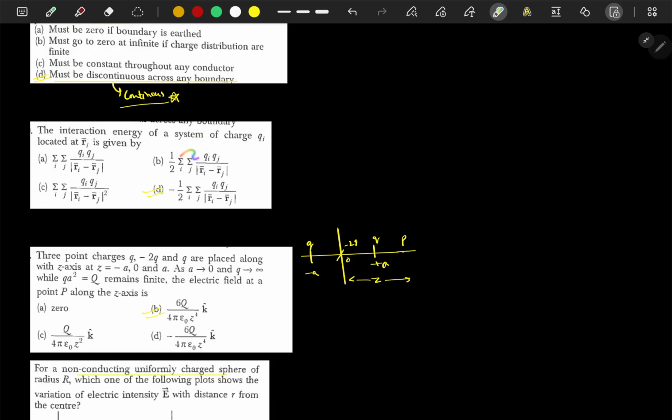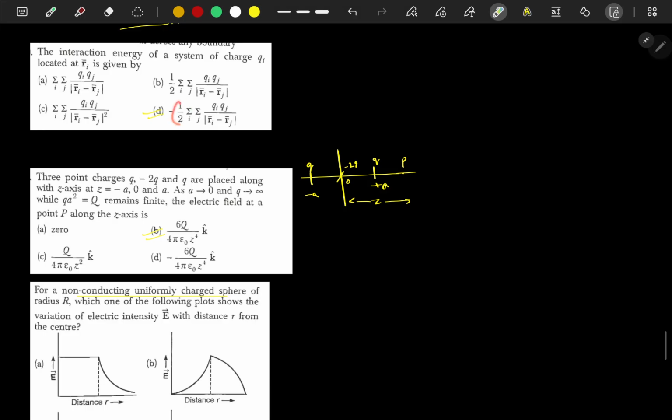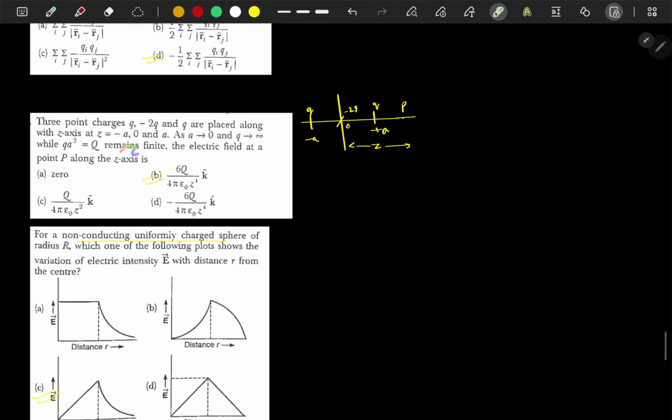The interaction energy of a system of charges Q, we know it is minus 1/2 Qi Qj upon Ra minus Rb. Remember, it's a very easy piece of question, but if you don't remember, the options will confuse you. Where did the minus 1/2 come from? We have studied this, I taught it in the upper lecture, where did the minus 1/2 come from?